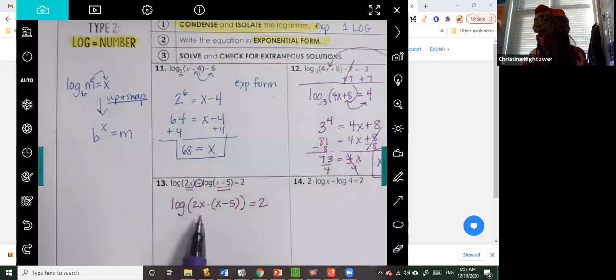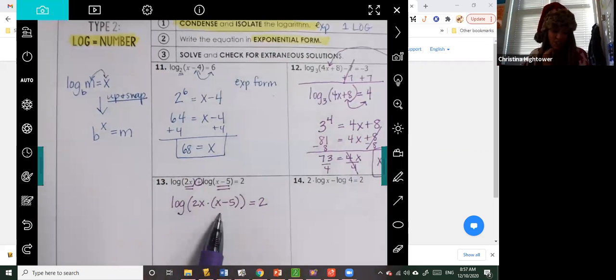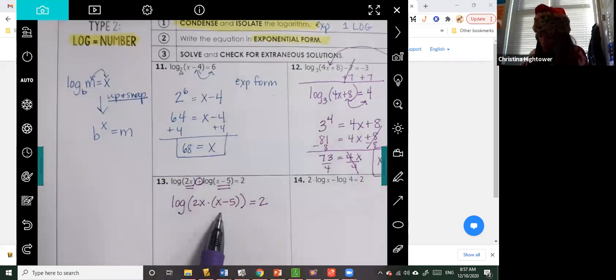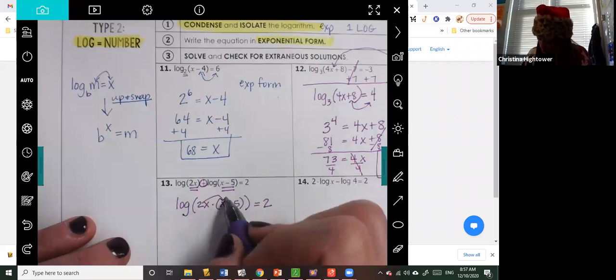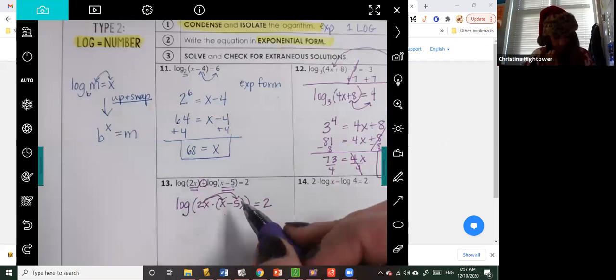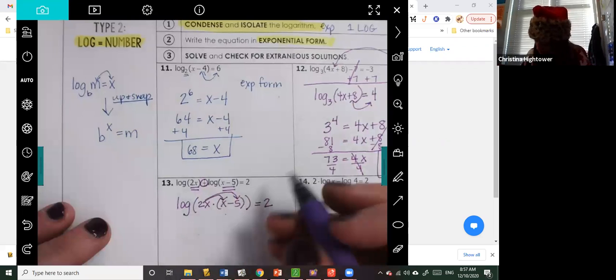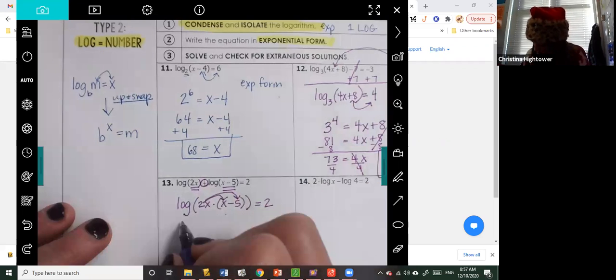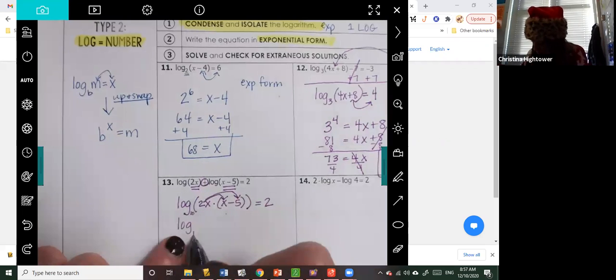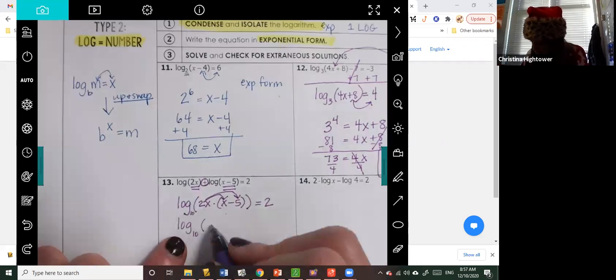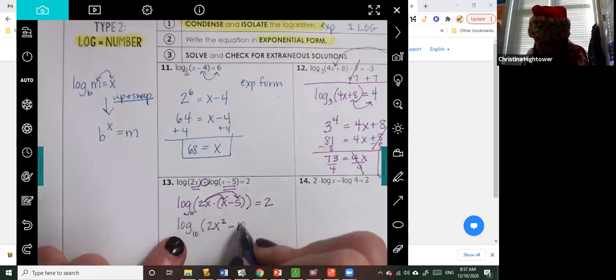Well, what do y'all think I need to do right there? I need to go ahead and distribute. Okay, so I'm going to distribute. And all right, so I have log, and what is the base of this log? Since it's not there, we know it's a 10. So I'm going to go ahead and distribute, and I get 2x squared minus 10x equals 2.